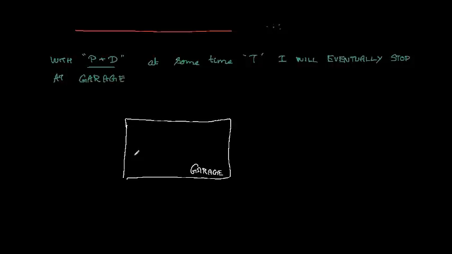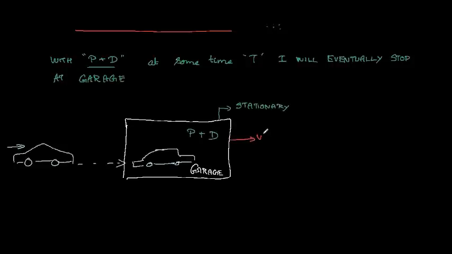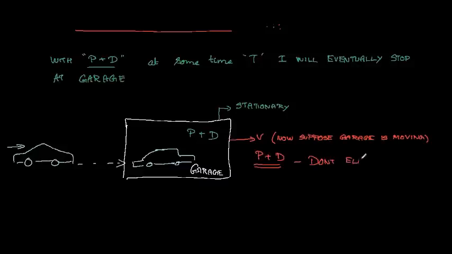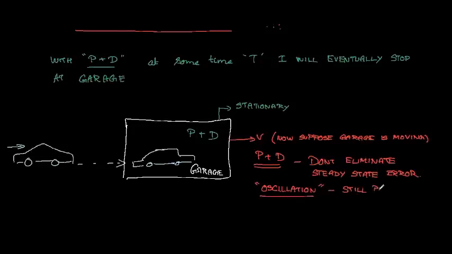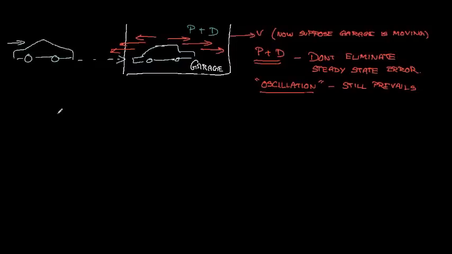Suppose I have a garage and a car, and I try to park inside the garage. It's fine with the P and D and the garage being stationary, it works. But what if the garage itself is moving with a velocity? Now the P and D don't eliminate the steady state error, and the oscillation still prevails. Once it has entered the garage with a P, it tries to go back and forth, and the D may be at a slower rate, but the steady state error is not eliminated.